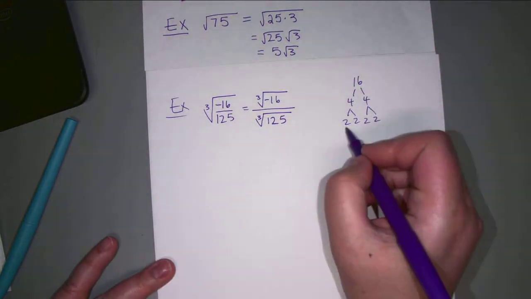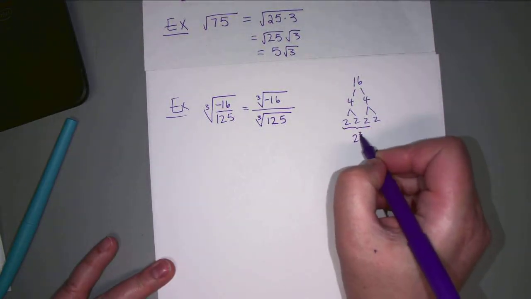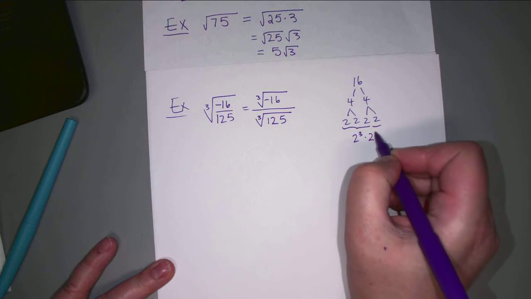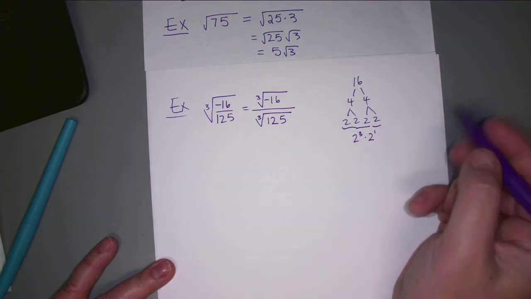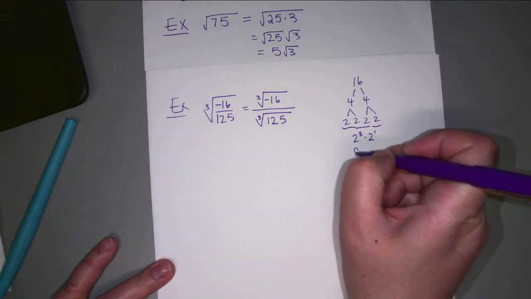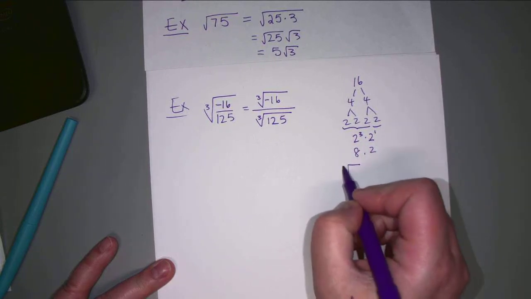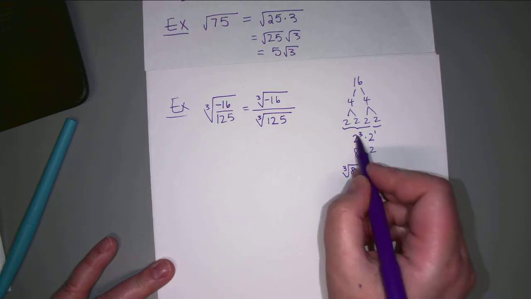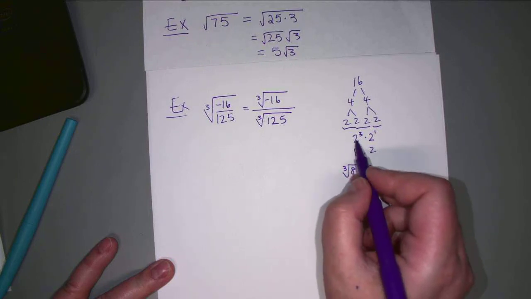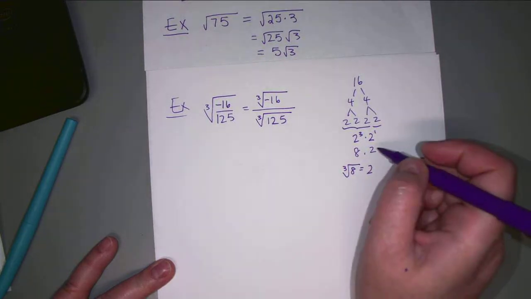So we could write this as 2 cubed times 2 to the 1, right? Or you could write it as 8 times 2. Now we do know the cube root of 8 is 2, because 2 cubed. So we can do that.